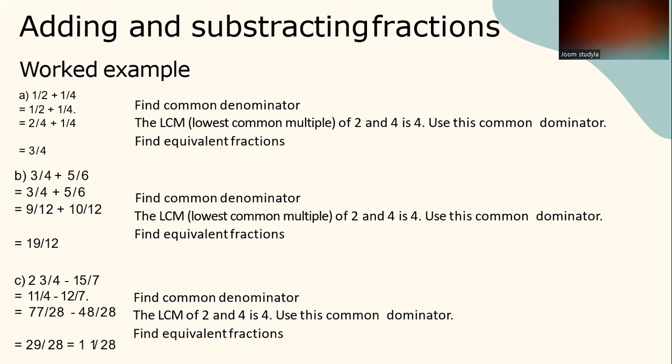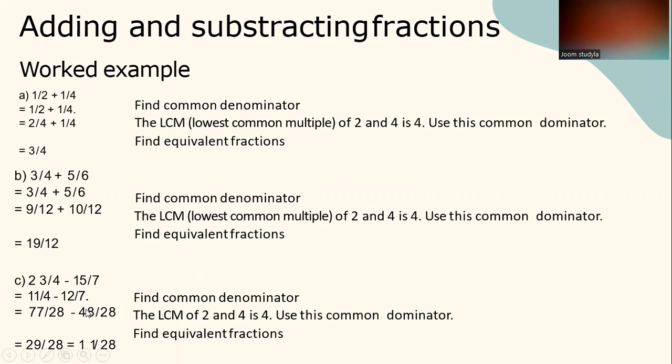And finally, 2 and 3 over 4 minus 15 over 7. First, you have to multiply 4 times 2, which is equal to 8. 8 plus 3 equals 11. That's why you get 11 over 4 minus 15 over 7.